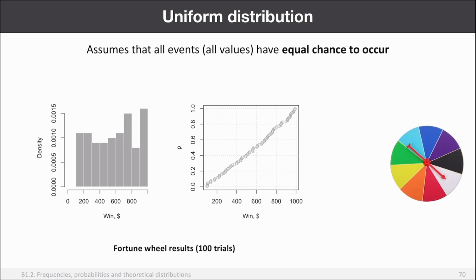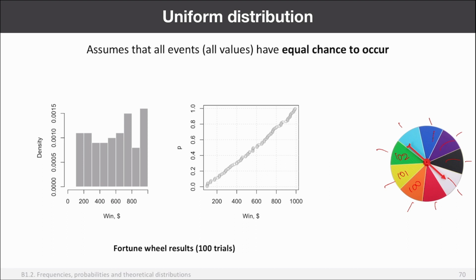Let's say we have a fortune wheel. Let's say that the number of these outcomes, so these ones, is very, very large. So you can have, for example, here you win $100, here you win $101, $102, and so on and so forth. So you have a lot of these particular outcomes, right? So every time you roll this, you win a particular amount of money.